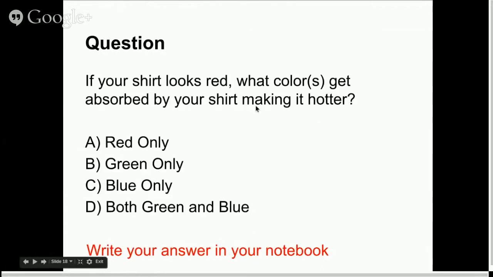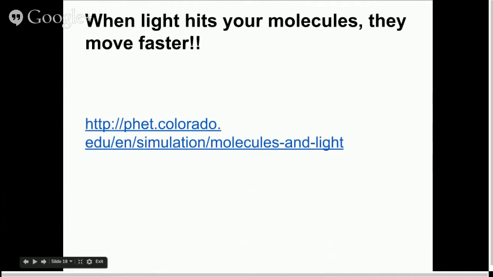If your shirt looks red, what color or colors are absorbed by your shirt, making it hotter? Red only, green only, blue only, both blue and green. Write your answer in your notebook. Go ahead and pause it. Okay, the correct answer is D, both green and blue. Okay, now we're going to go to this PhET sim.